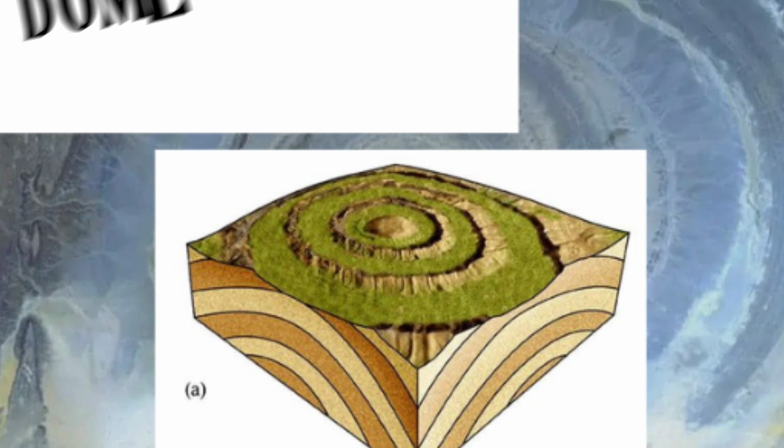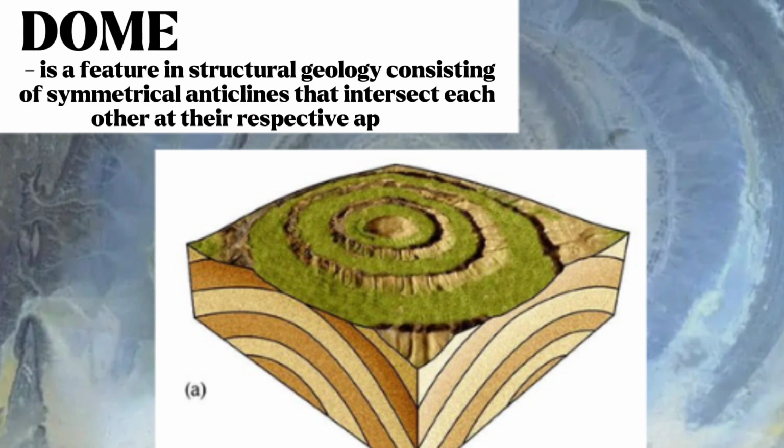Next is dome. Dome is a feature in structural geology consisting of symmetrical anticlines that intersect each other at their respective apexes. Dome can be formed by either horizontal stresses in a process known as refolding, meteoric impact, or through diapirism. It is the vertical displacement caused by an initially deeper and lighter body as it moves towards the surface.